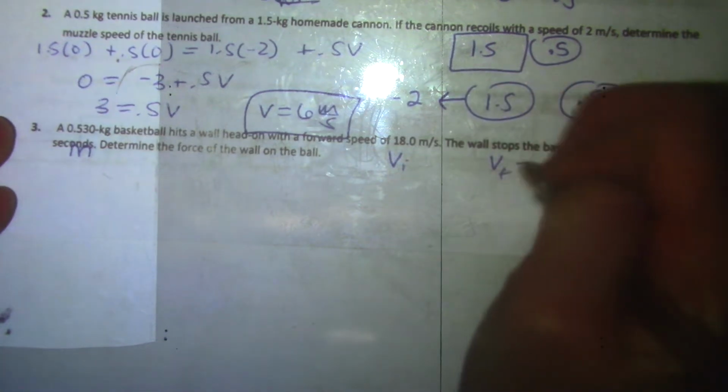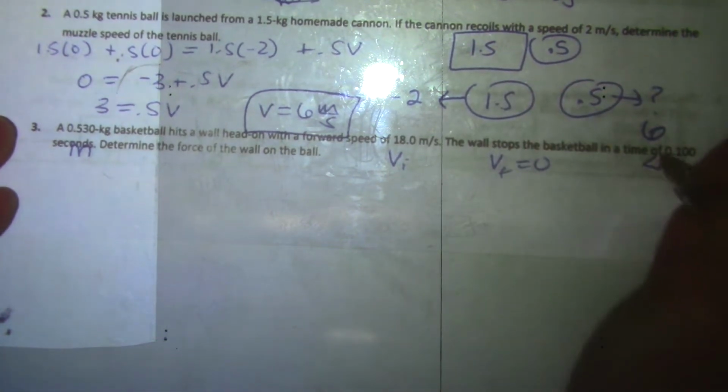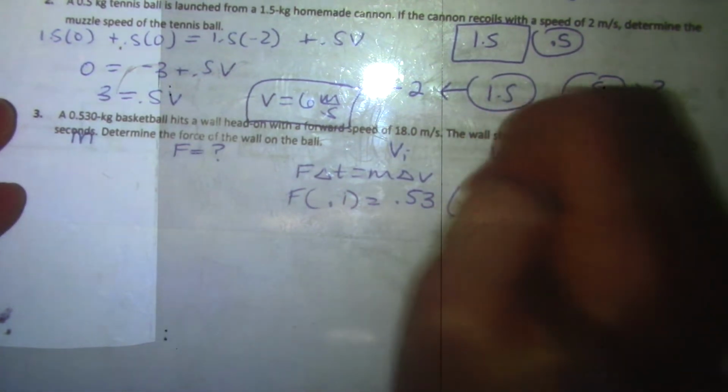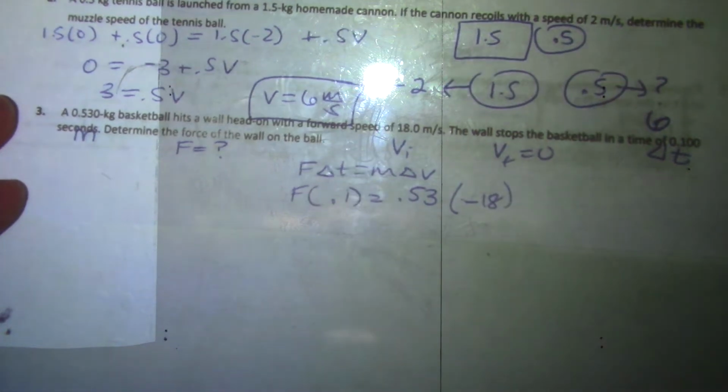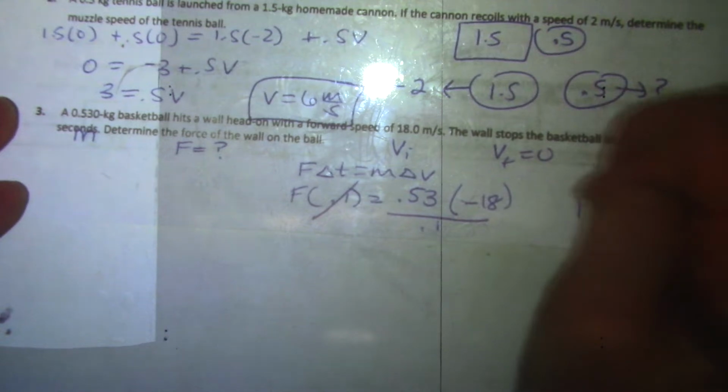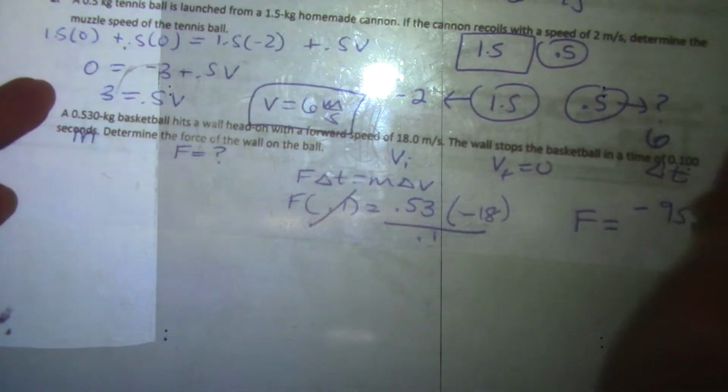We've got the mass of a basketball. It's coming in with a speed of 18 and then it stops. And then I have the change in time and I'm looking for the force. So of course I'm using the force equation, F equals m times change in v over change in t. Force is what I'm looking for. The change in time was 0.1. The mass is 0.53. And the change in velocity, it's 18 going to 0, so the change is negative 18, right? Final minus initial. And then now, I'm just going to divide the 0.1 over, and that gives me a force of negative 95.4 newtons.